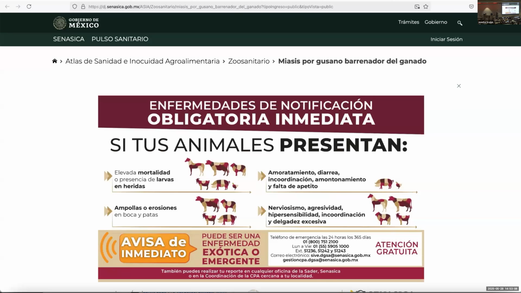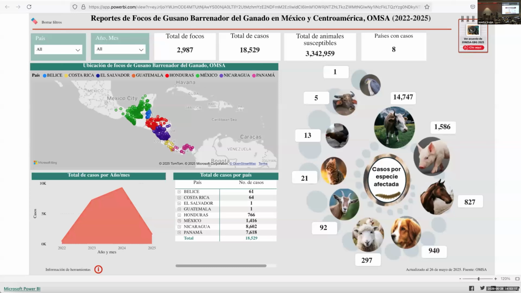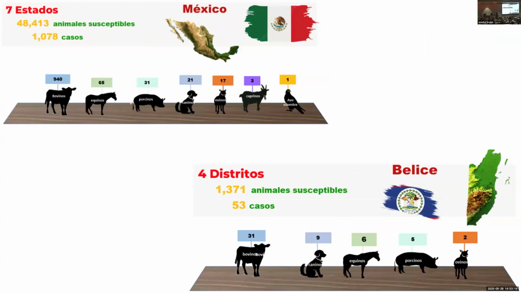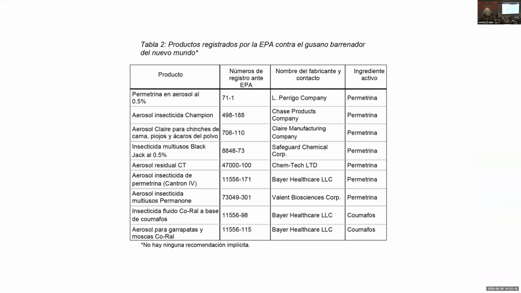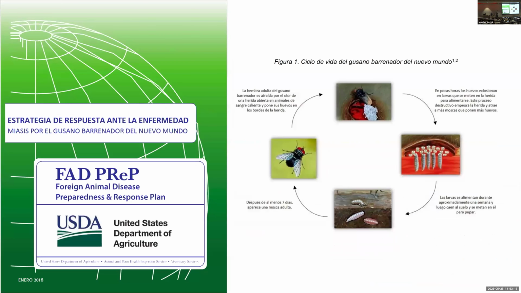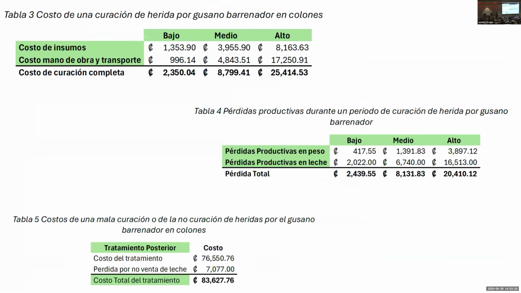There's also a part where they had a study of how much it costs to treat a wound in an animal that didn't have any larva contamination versus how much it costs to cure an animal that already has larva contamination, which seems to be one of the strongest ways to convince producers to treat before you have the insect.